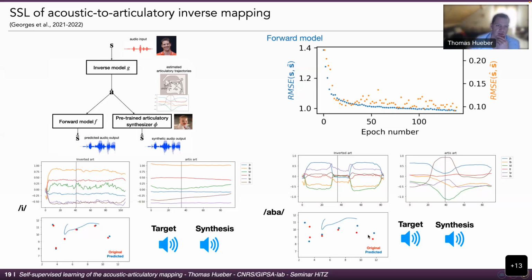So we have learned an inverse model in a self-supervised manner. We now have a child able to repeat speech by inferring some articulatory movements and then sending that to some kind of artificial vocal tract. But there is still room for improvement, because here we have to deal with some articulatory strategies that are absolutely not compatible with what we know humans are doing.